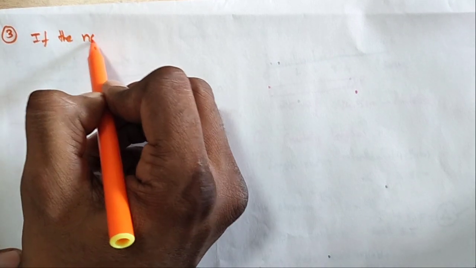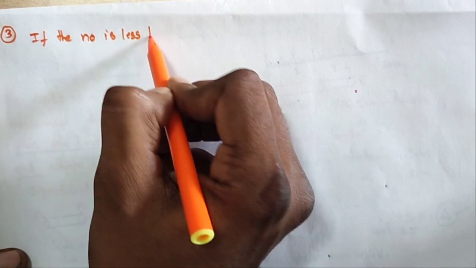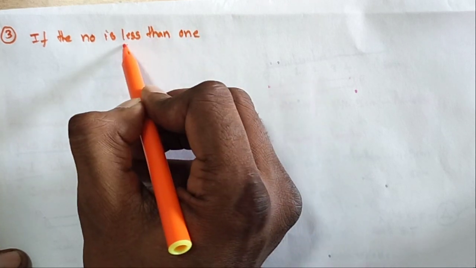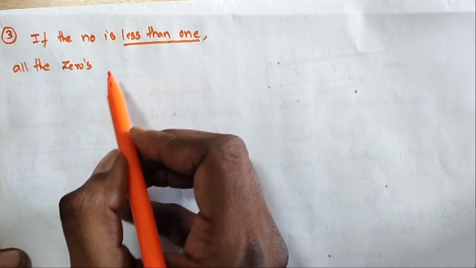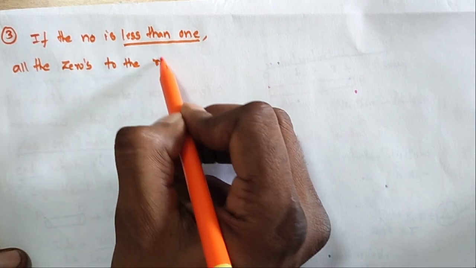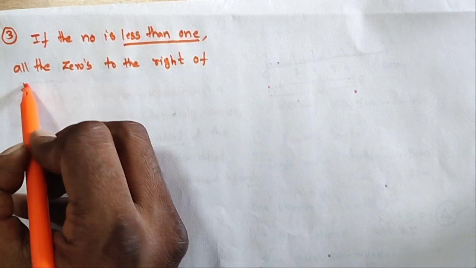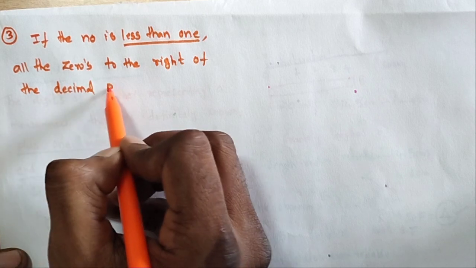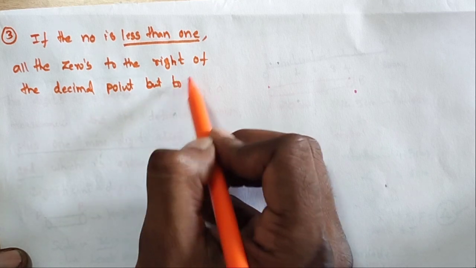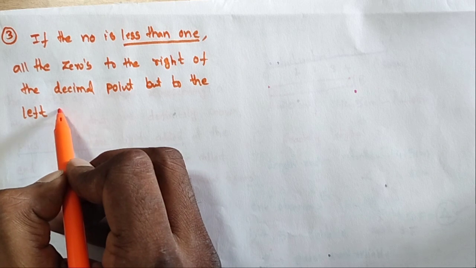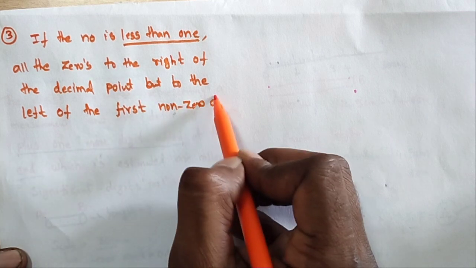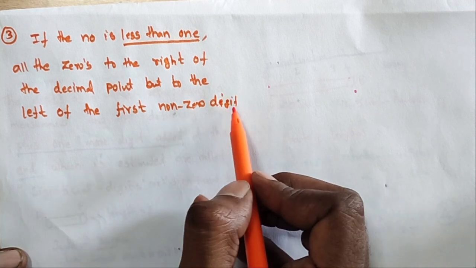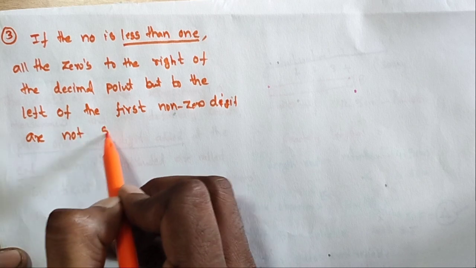Rule number 3. If the number is less than 1, important, if the number is less than 1, all the zeros to the right of the decimal point, but to the left of the first non-zero digit, are not significant.